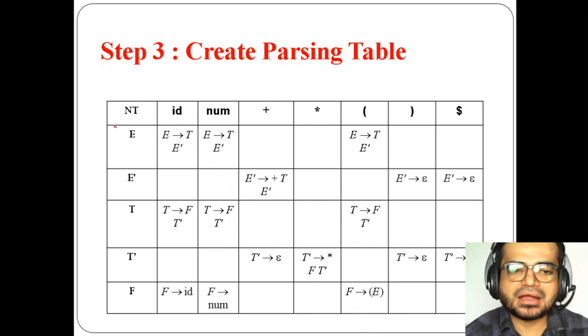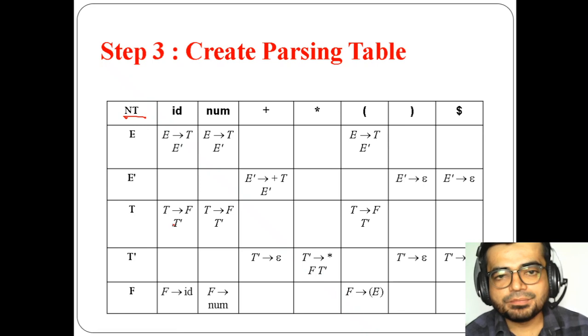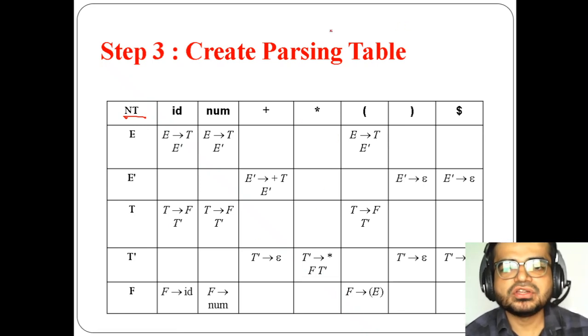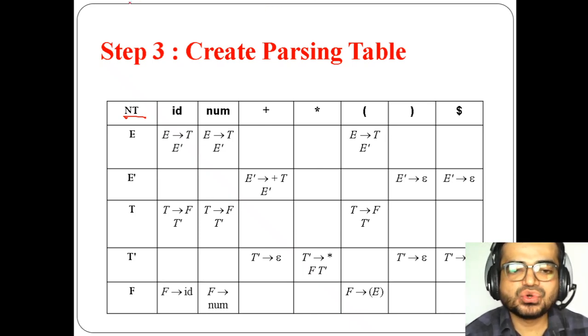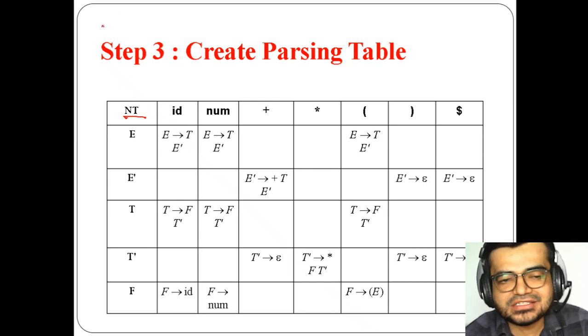Whenever I have to create a parse table, remember what I have to put here is NT, which represents non-terminals. So what are non-terminals? E dash, T dash, F are the non-terminals. Now here I have to take the symbols, what you can say as tokens. You have to say tokens here. LL1 represents one look ahead. That means it looks at one symbol.